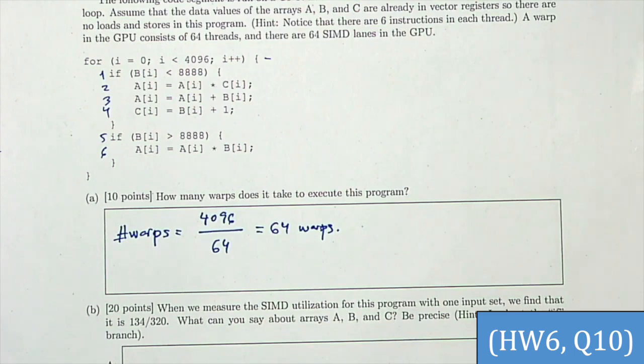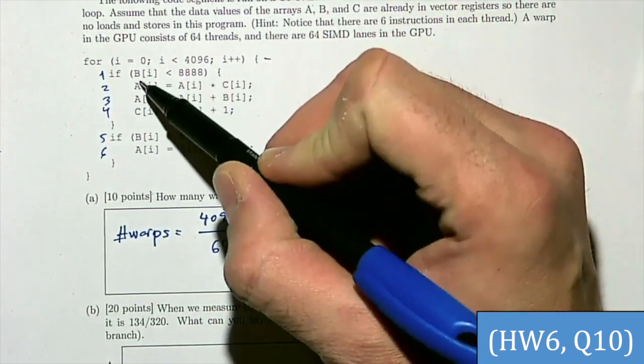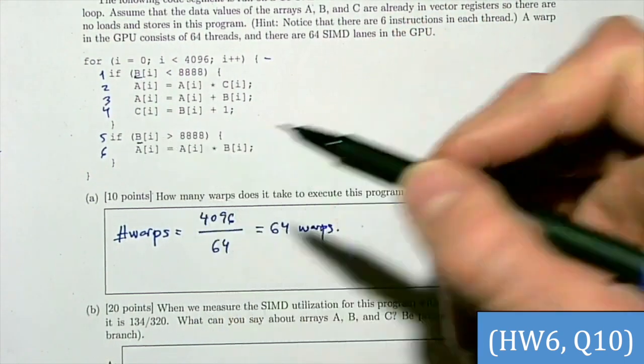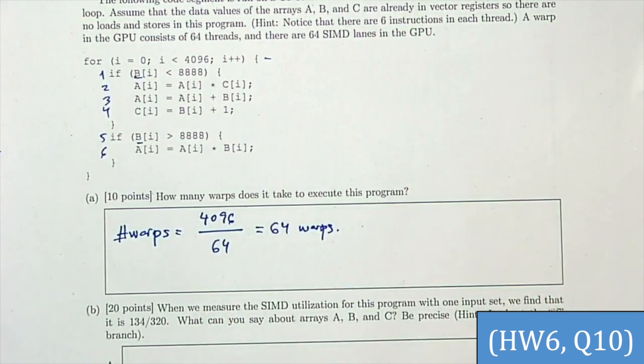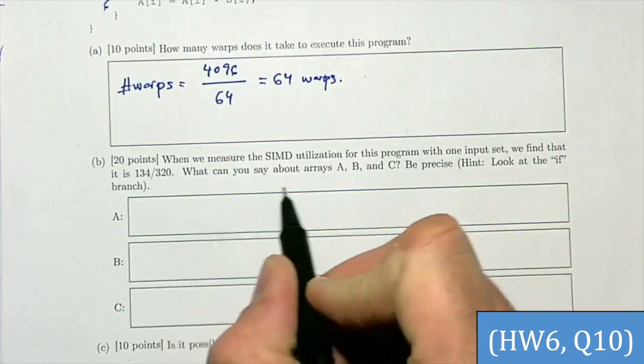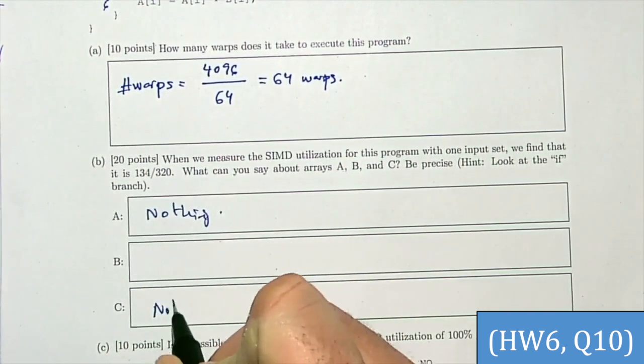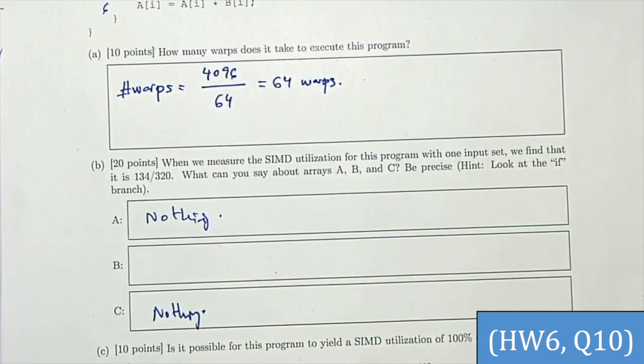And as you can see, the only important thing to keep in mind with respect to that are the if statements, right? And in the if statements, the only thing that we have is B[i]. So actually, A and C don't have any effect or any influence on what's going to be the actual path of execution. So simply, what can we say? We can say nothing about A, and we can say nothing about C. But about B, we can say many things, right?